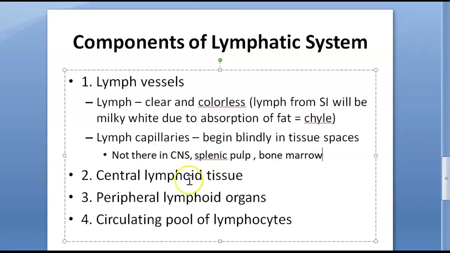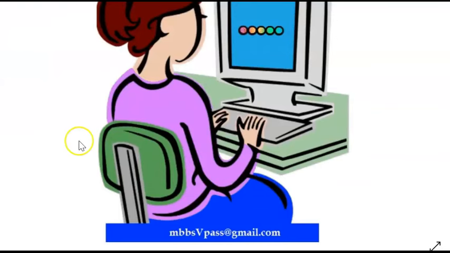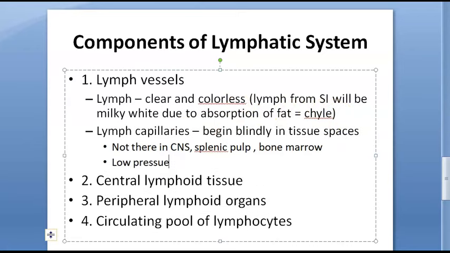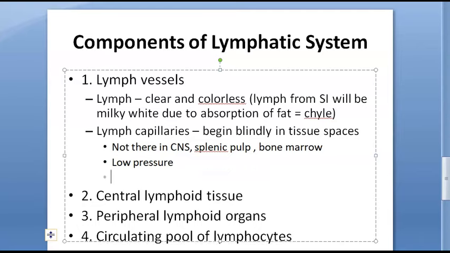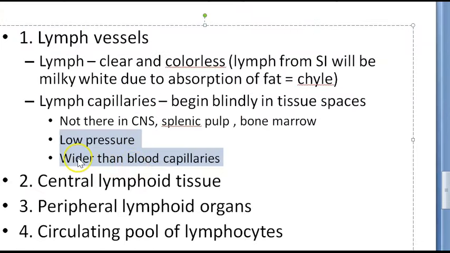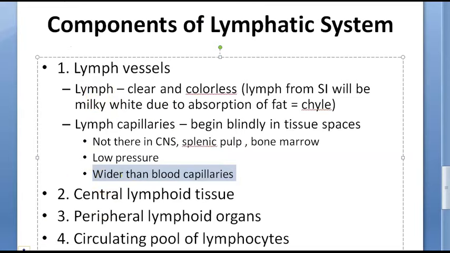Then, basically, for this lymphatic system, have you seen anything like a heart which pumps, etc.? No. So that is why these are low pressure systems. Not like your blood. There is no pump and pressure. So these are low pressure systems, and they are wider than blood capillaries. This is what you have to remember. How is it different from blood capillaries? It is a low pressure system, and it is wider than blood capillaries because it has to carry larger things, coarse drainage, right?